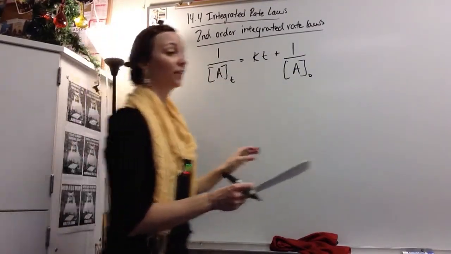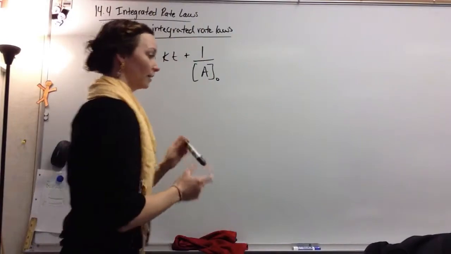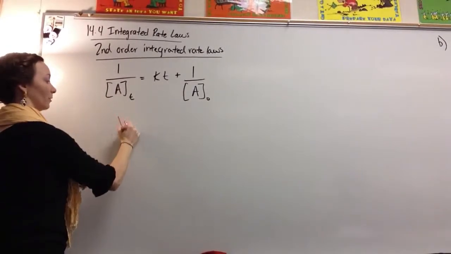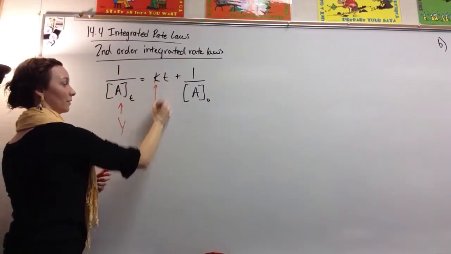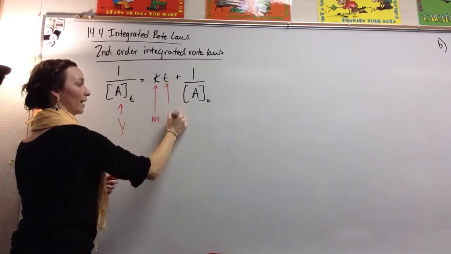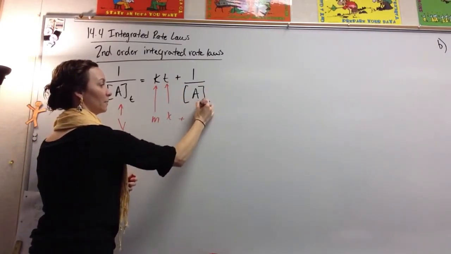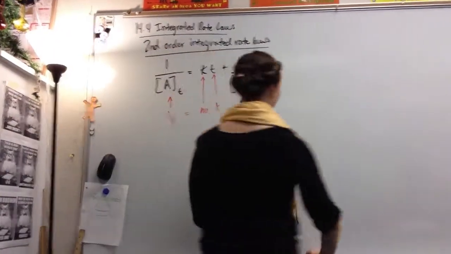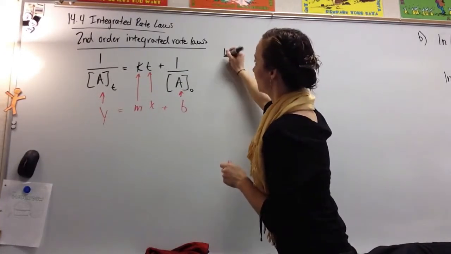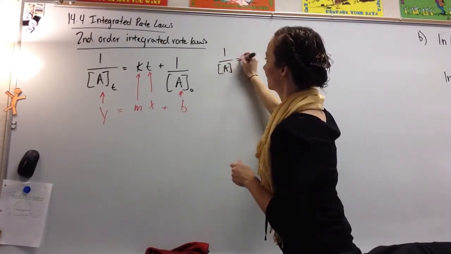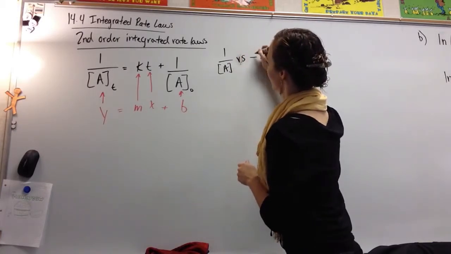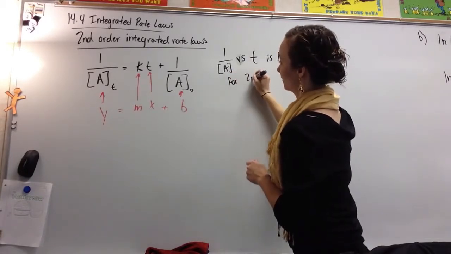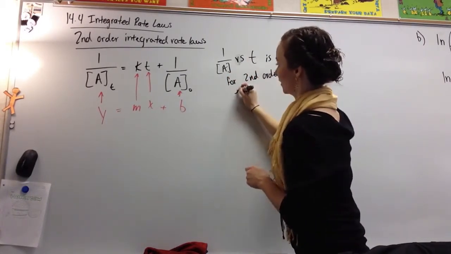Just like the last one, this one agrees with y equals mx plus b, where this would be your y, this would be your m, that would be your x, and this would be your b. So if we are graphing this, the graph of 1 over concentration of A versus time is linear for second order equations.